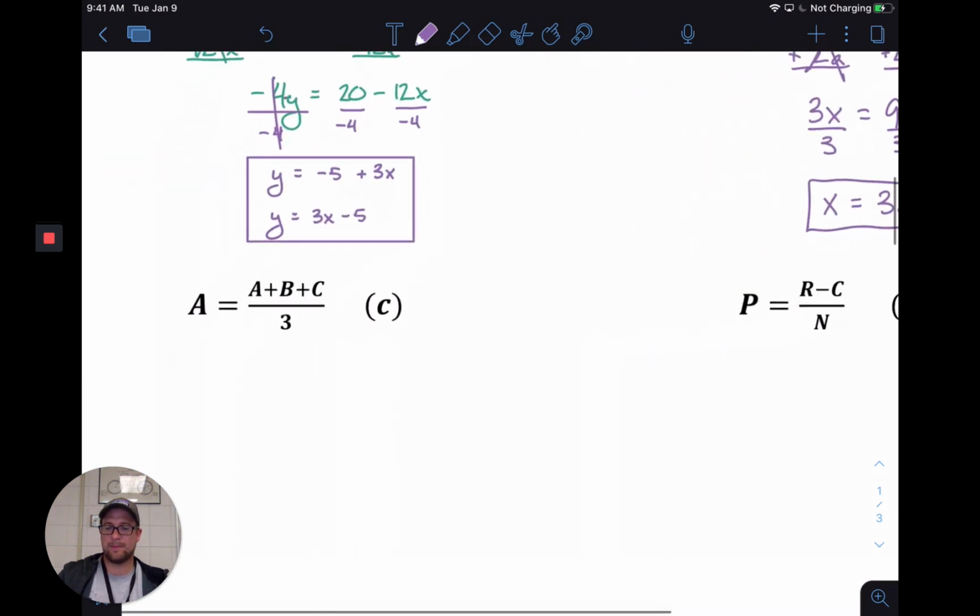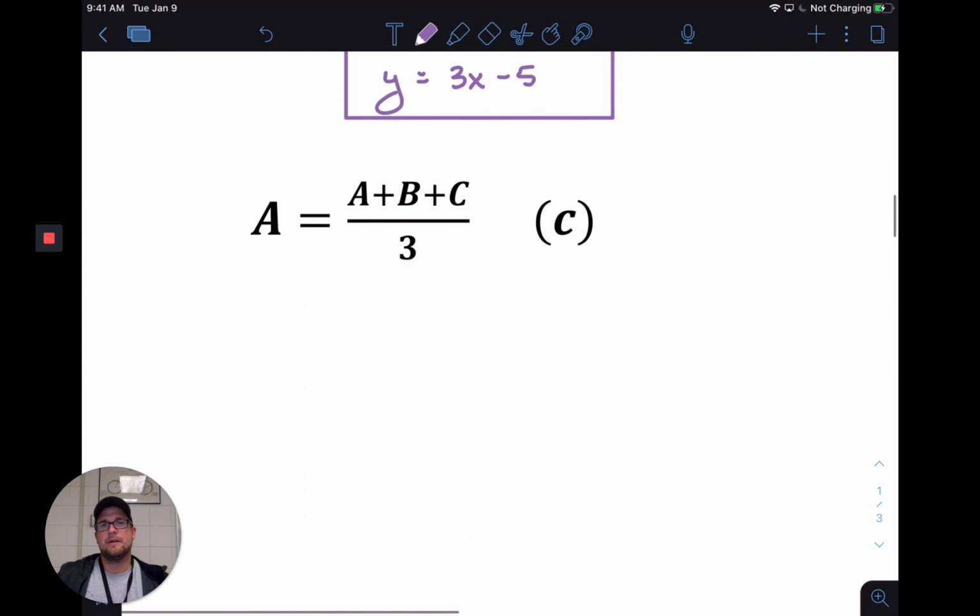Let's start to amp up the difficulty a little bit here. Here's our next one. We have a is equal to a plus b plus c, all divided by 3. And we want to solve for c.